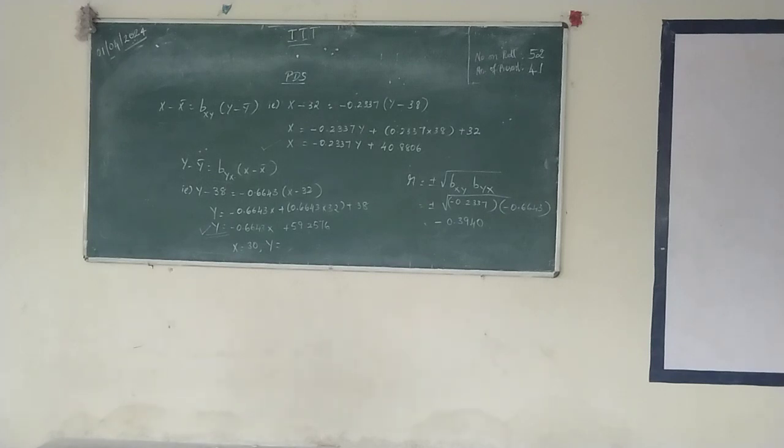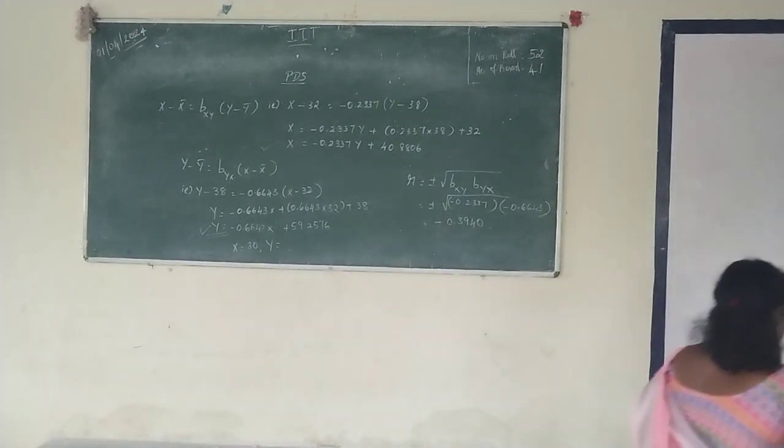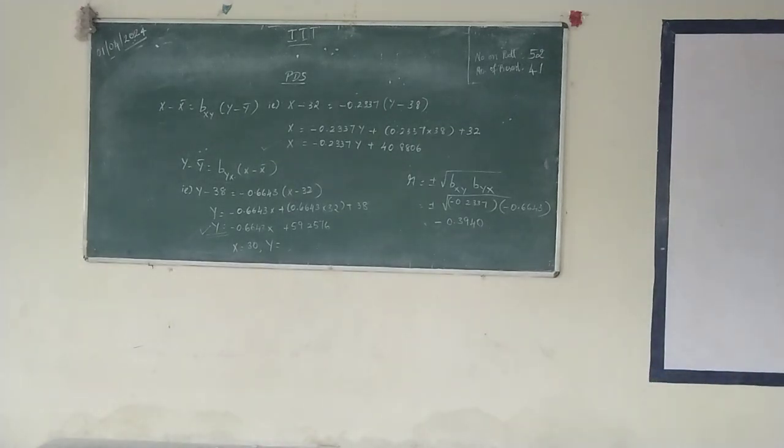No numerical data will be given. Just the regression lines will be given. Using those regression lines, you need to find the mean of x and y as well as the regression coefficients. Possible or not possible? How? By comparing these two, comparing each one.